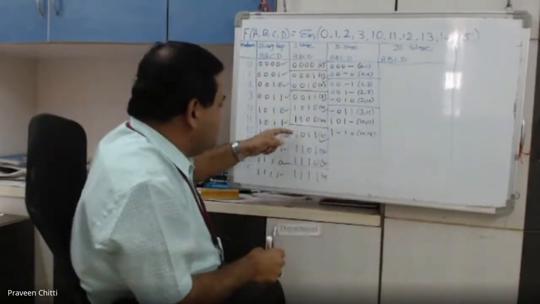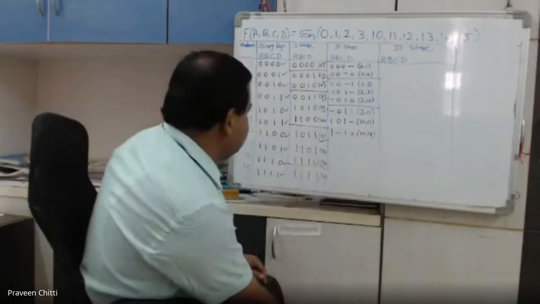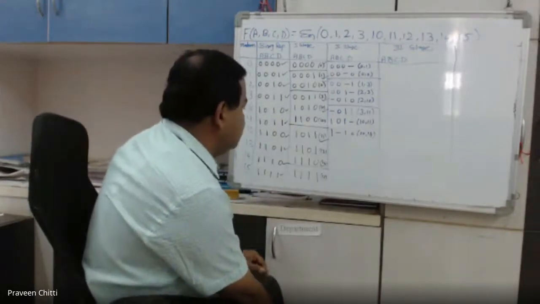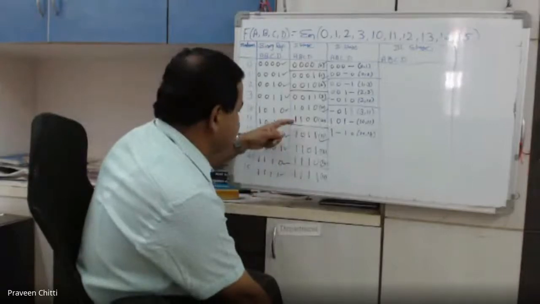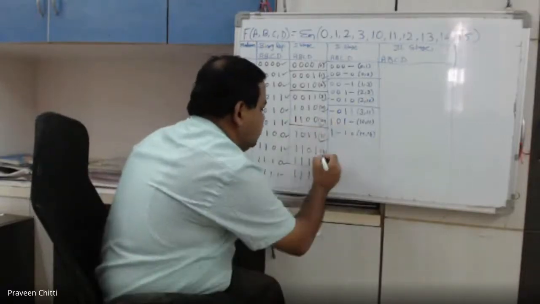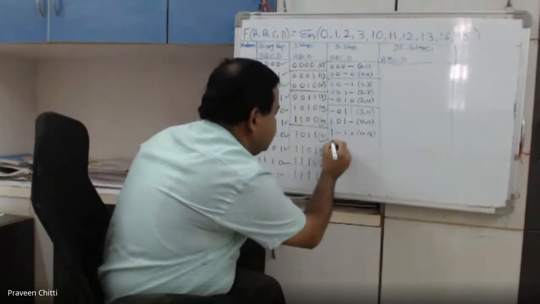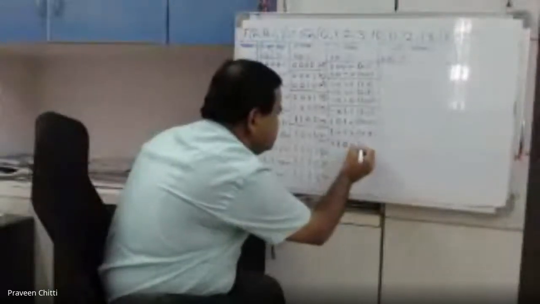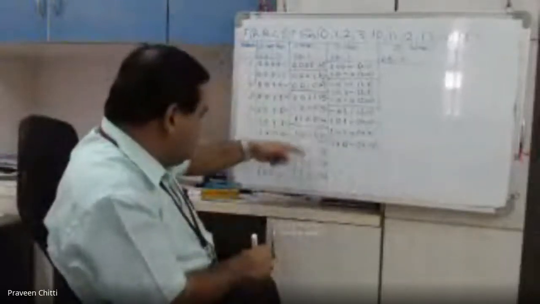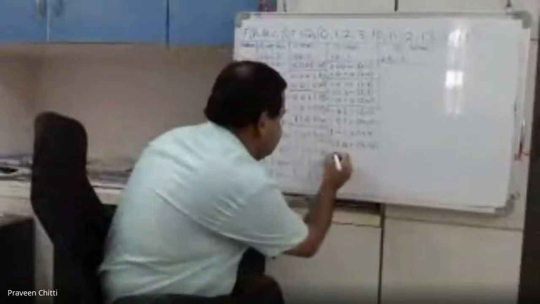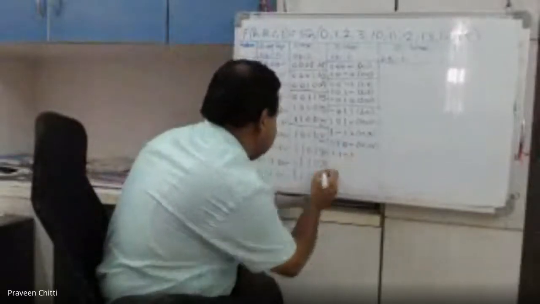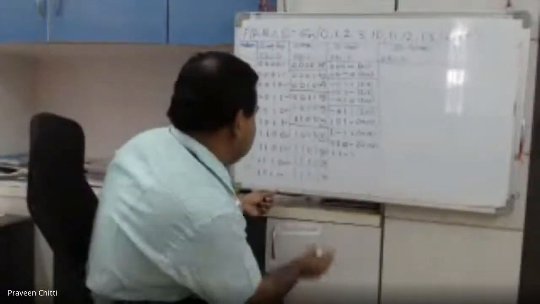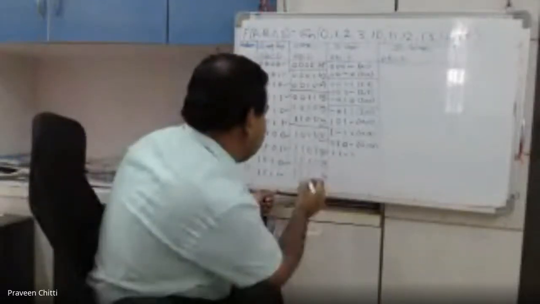Then 12 and 11, 1, 1, 0, 0, 1, different, they are not possible. 12 and 13, yes. So 12 and 13 can be combined, and I can write 1, 1, 0 dash, that is 12 and 13. Then 12 and 14 is also possible, and I can write that as 1, 1 dash 0, that is 12 and 14.